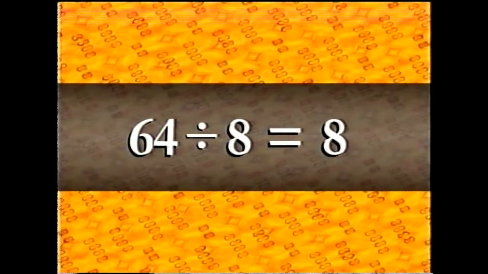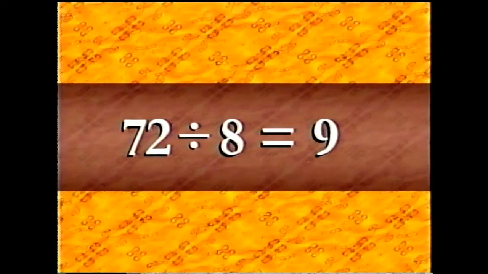32 divided by 8 is 4. 16 divided by 8 is 2. 64 divided by 8 is 8. 72 divided by 8 is 9.